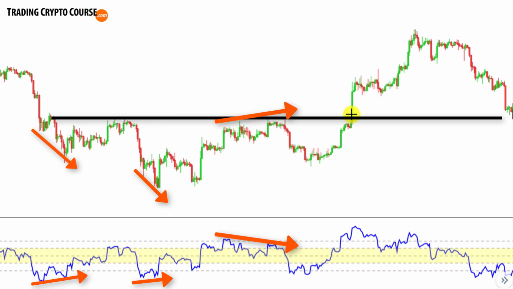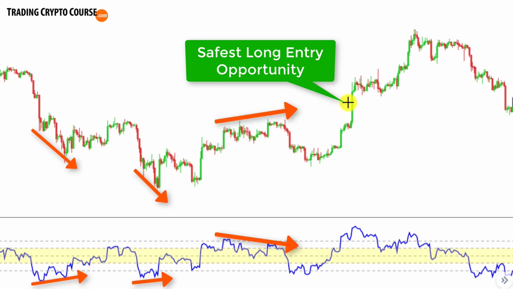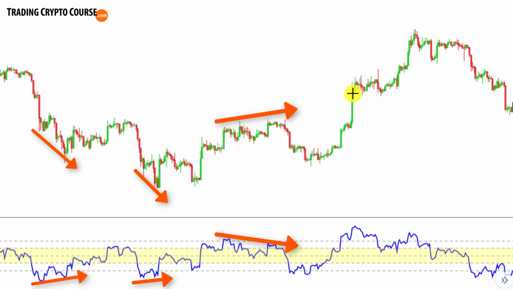First price moves up, tests this previous major resistance level another time, but this time it's not rejected, but breaks and closed above right here. For me, this is the safest long entry signal until now. It's not very early, but it's very safe.